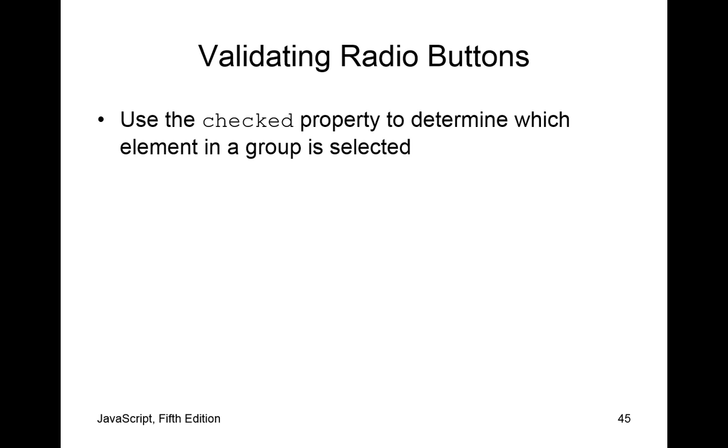Validating radio buttons. Use the checked property to determine whether the element or the group has been selected. Go through and see if any one of those options were selected, because if not, then you can put that red asterisk that annoys everyone, says you got to go and select something.